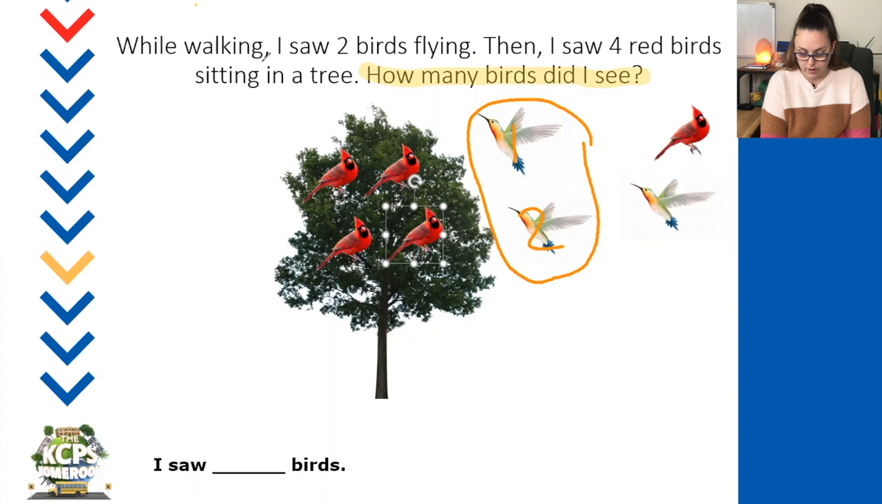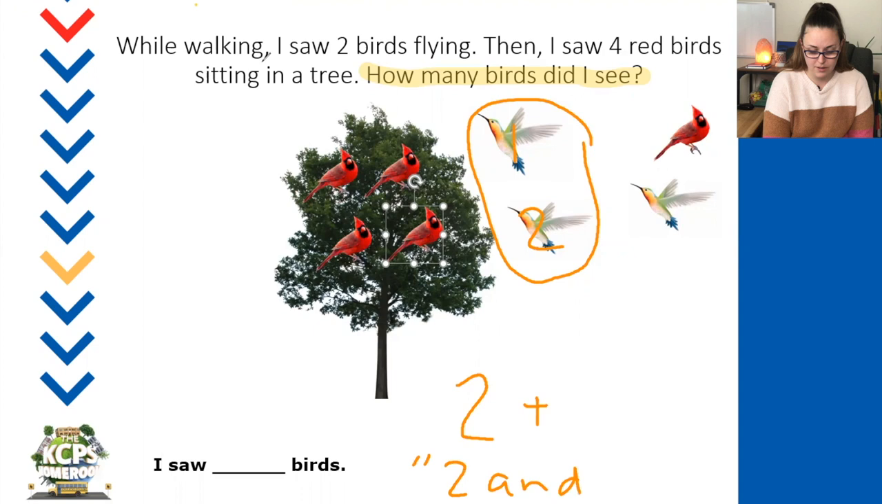And then I'm going to write an addition sign. Addition sign means we're going to put them together, okay? So when we're saying this out loud, we're going to say two, and we'll fill that out as we keep going. Are you ready for the next part?